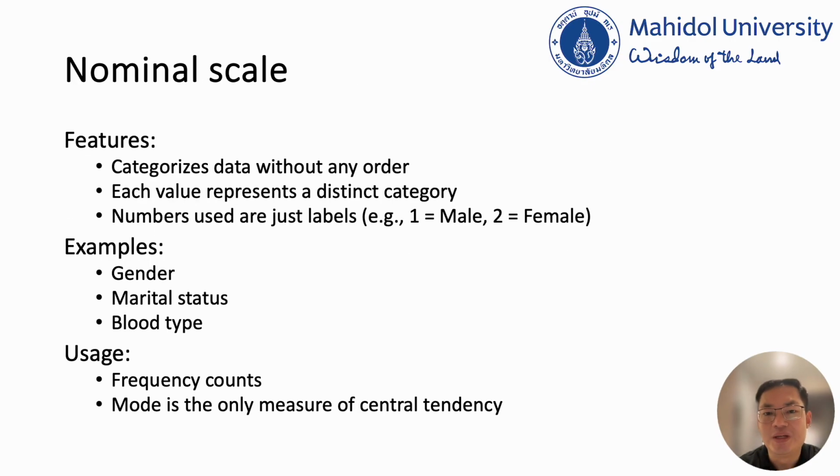The nominal scale is the simplest form of measurement. It categorizes data without any sense of order or rank. Each value represents a label or a category. For example, assigning 1 for male and 2 for female doesn't mean that 2 is greater than 1. This type of scale is used for variables like gender, marital status, or blood type. The only measure of central tendency applicable is the mode.